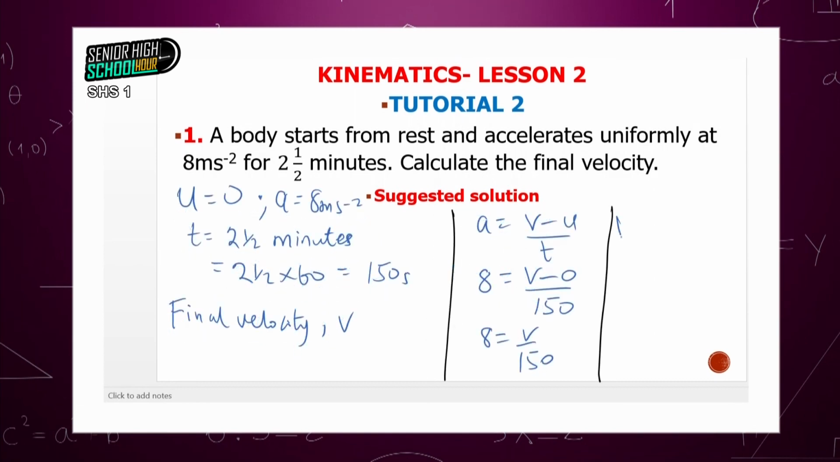We want to find V. So V will be equal to 8 times 150, and that gives us 1,200 meters per second. So take note of this. Very often, students will write the answer, but they will leave the unit out. Without meters per second as the unit, it ceases to be a velocity.